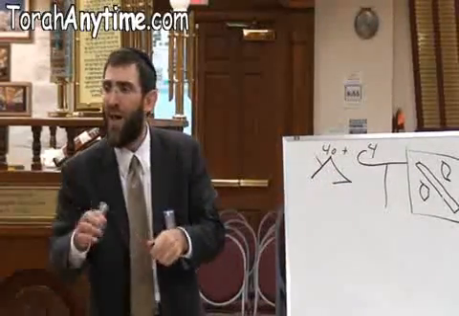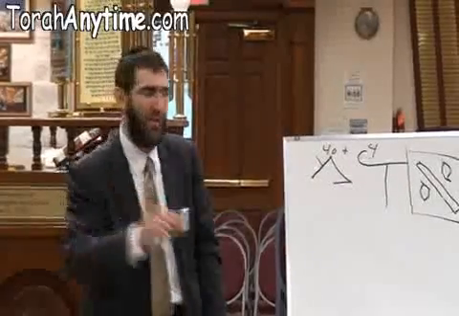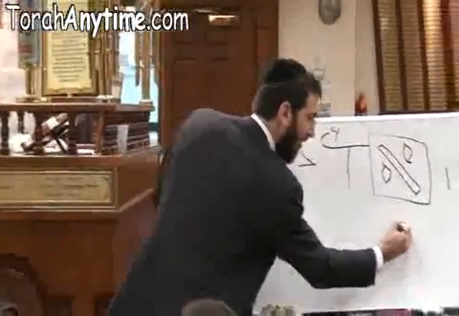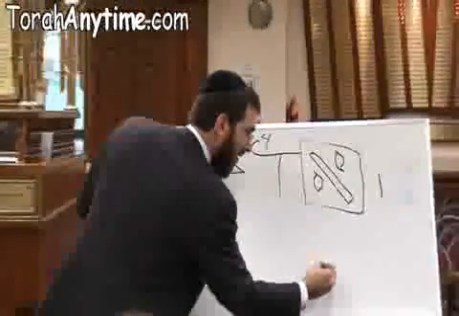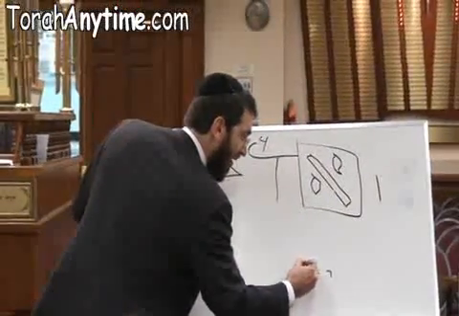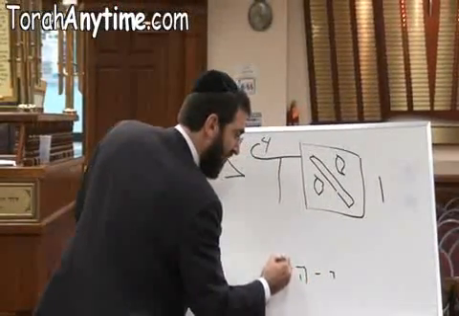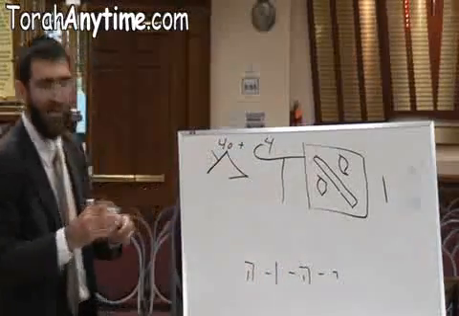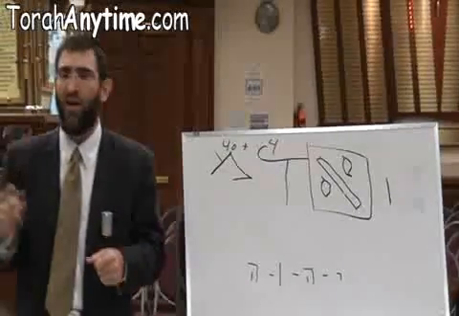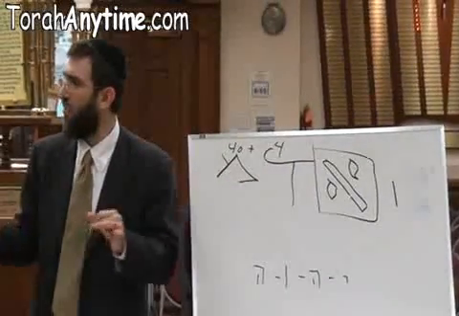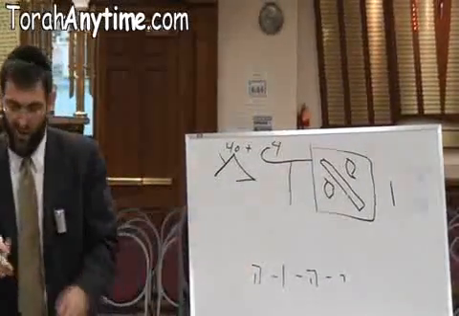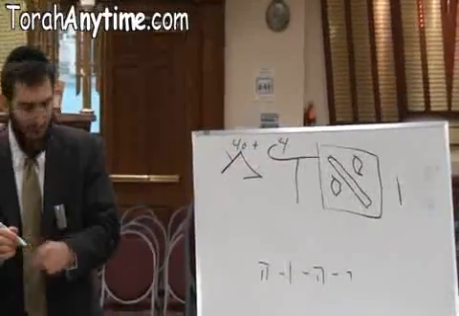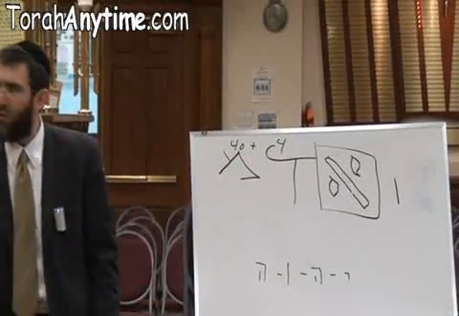What's the name for God we use all the time? Well, don't say it, but I'm going to write it out. Yud, Hey, Vav, Hey. I don't want to pronounce it. We say Ado Shem, right? We say Hashem. I don't want to say the word, but in prayer we would pronounce it. Now, we could break up this word even further.